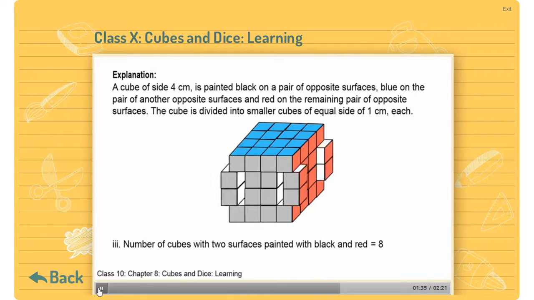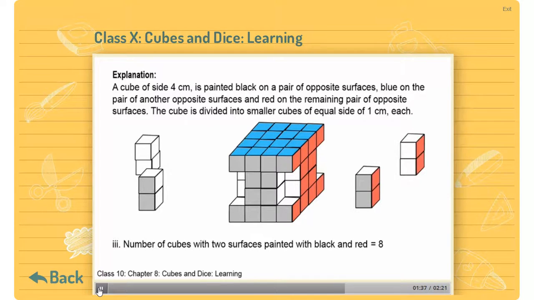Now let's look at the third point. Number of cubes with 2 surfaces painted with black and red equals to 8. So the number of smaller cubes with 2 surfaces painted equals to 8 plus 8 plus 8, which equals to 24.